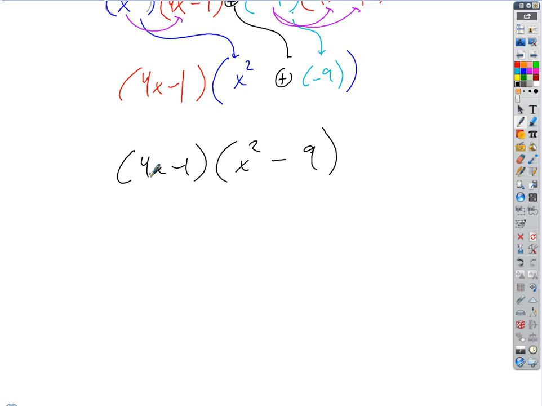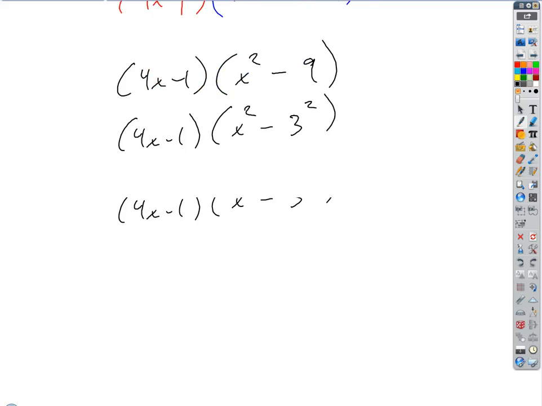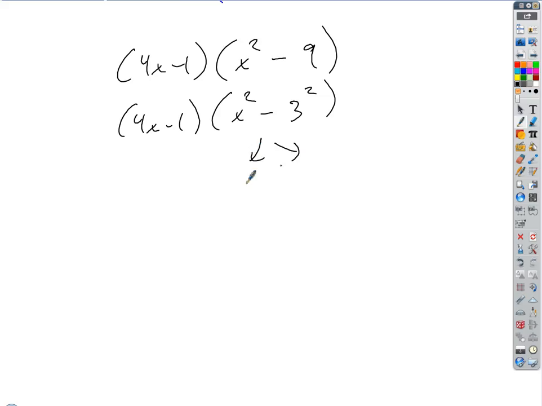Could I go further? Yeah, that fits our pattern of which one? Difference of squares. So let's rewrite this one then as x squared minus 3 squared, right? So it looks like a difference of squares. And then how's that going to split apart? A is x, b is 3, right? So what's that going to be?